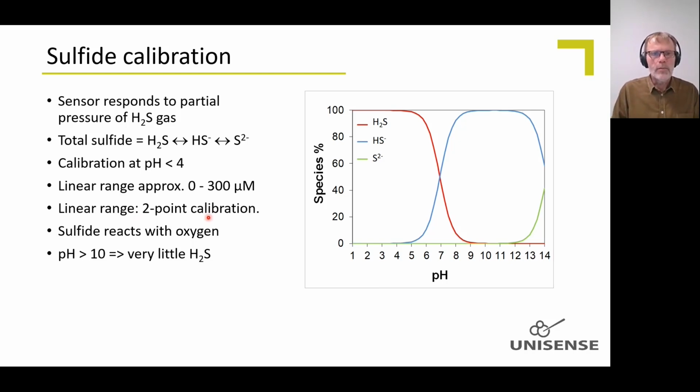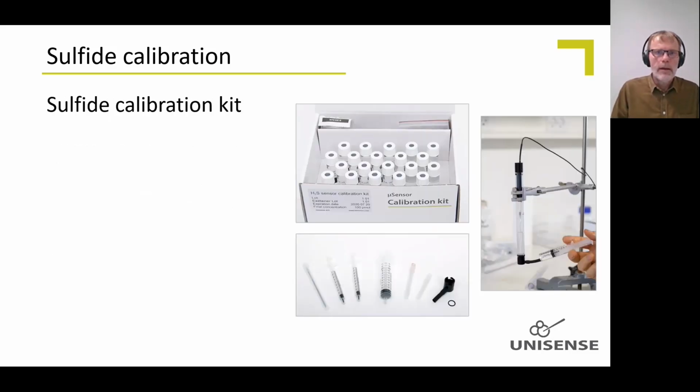Again, we do a 2-point calibration, and what's also important here is that if you go up at very high pH, above 10, for example, you see the H2S is very low, so the fraction of the total sulfide pool that's in the H2S form is extremely low, and the sensor will only measure this. So in reality, it will not measure anything. So you cannot use the sensors above pH 9 or 10, at least not at normal concentrations of sulfide.